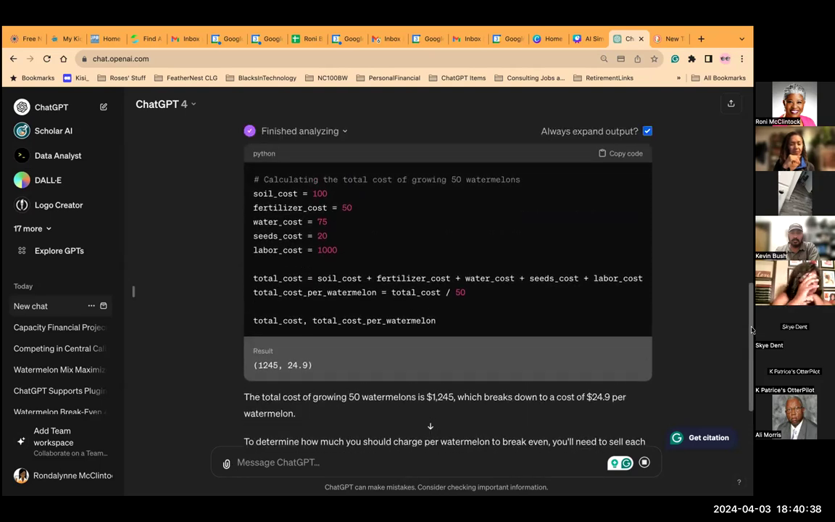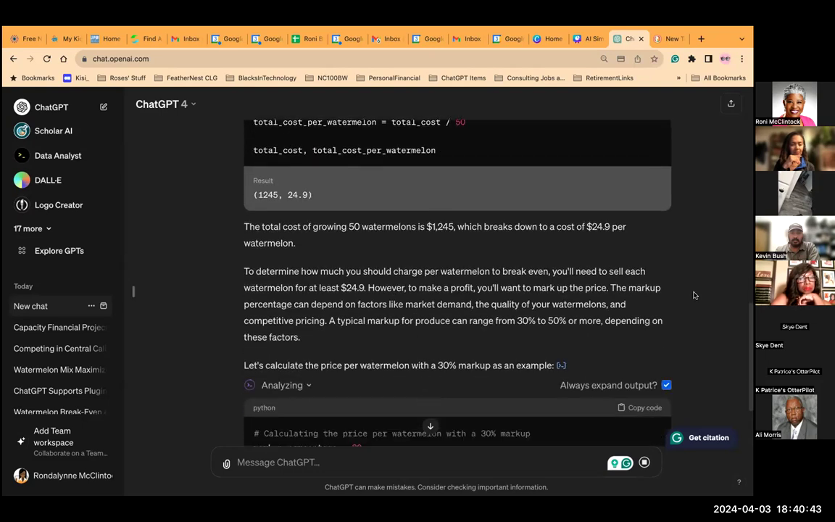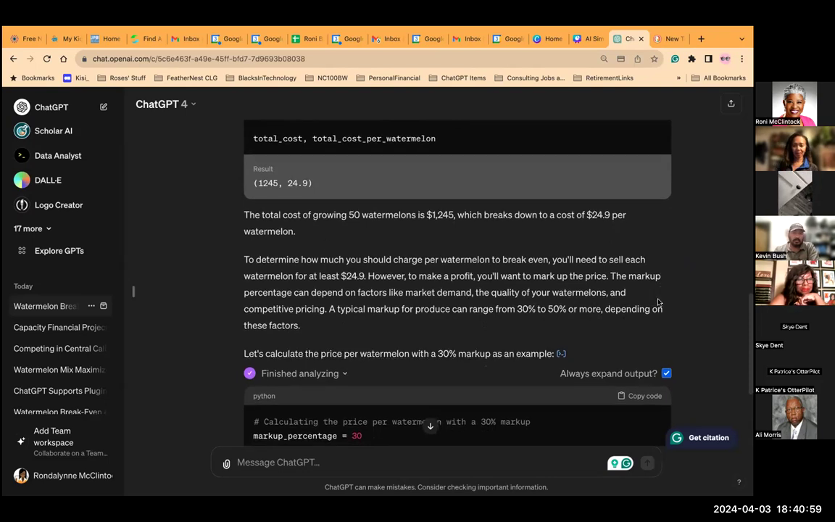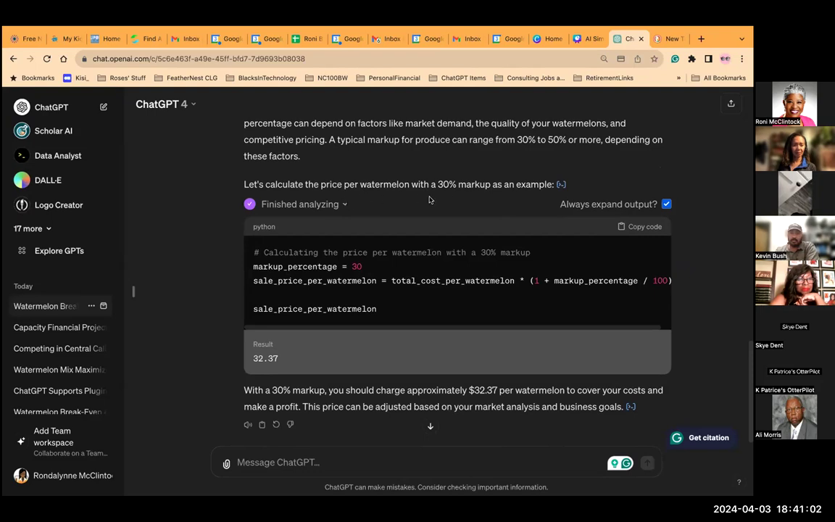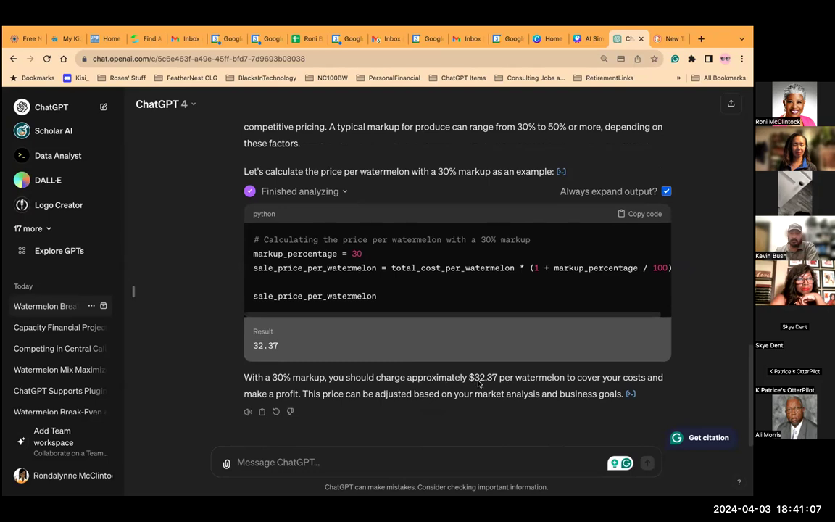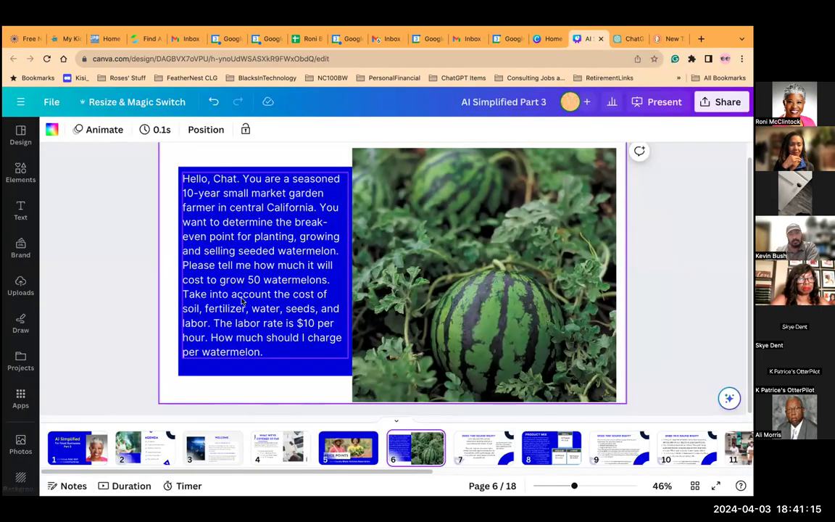So you can actually see the breakdown if you want to follow it, or if you like coding, you can actually write the code. For this particular one, the total cost of growing 50 watermelons is $1,245, which breaks down to a cost of $24.90 per watermelon, which sounds very expensive, right? Let's calculate the price per watermelon with the 30% markup. So this is suggesting you sell your watermelon for $32.37.